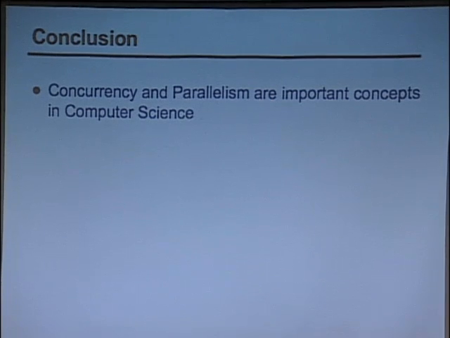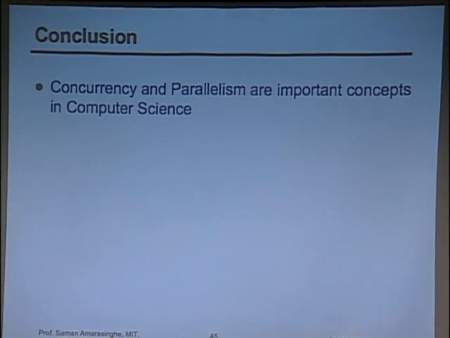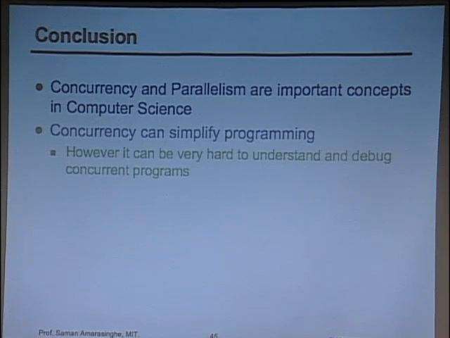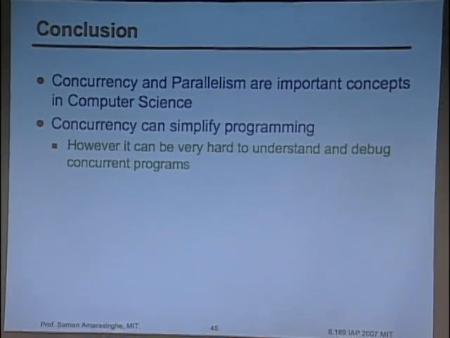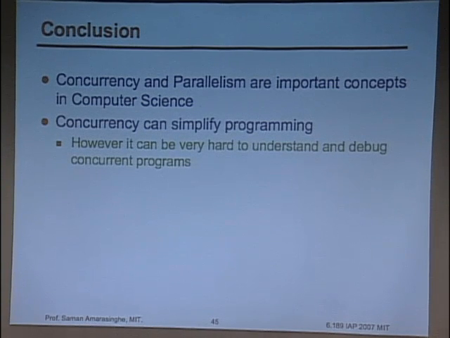Concurrency and parallelism are important concepts in computer science beyond what we are doing in here. Concurrency can simplify programming and much more. However, it's very hard to understand and debug a concurrent program. That's the entire reason I think we are still doing sequential programming, and the reason multicore people are scared, because getting a concurrent program right is probably an order of magnitude harder than getting a sequential program right. So this is the issue.